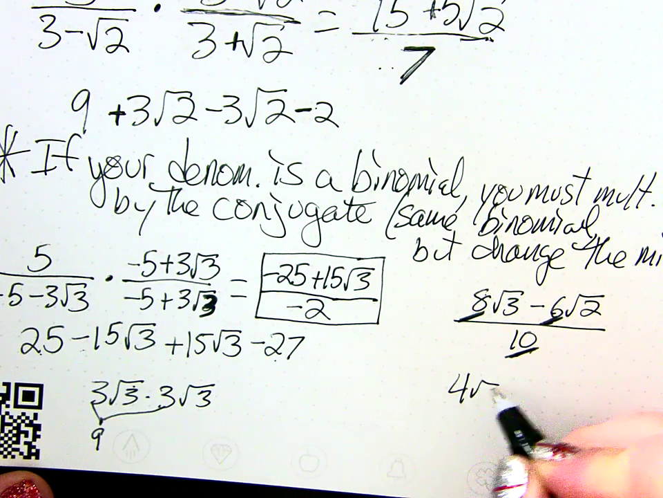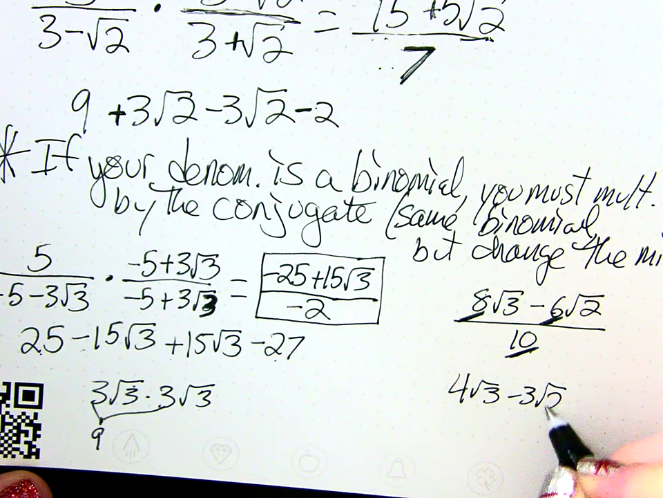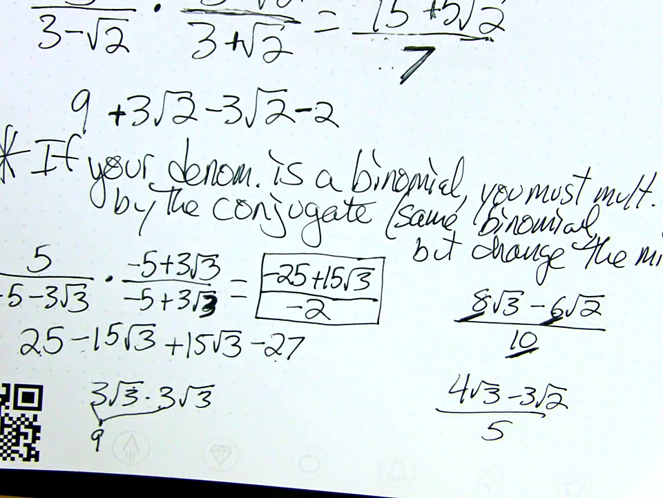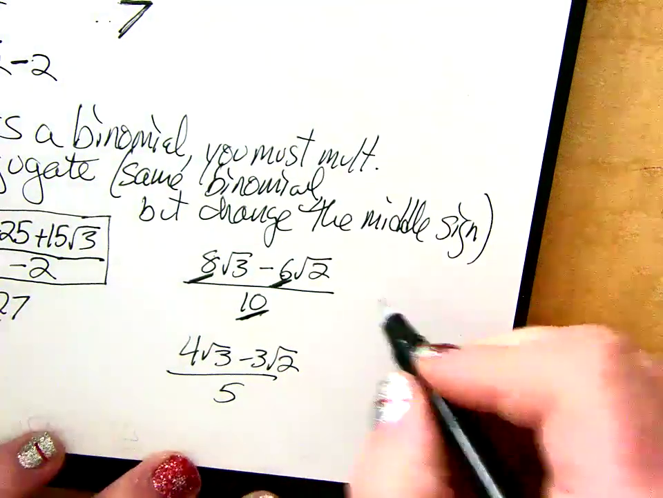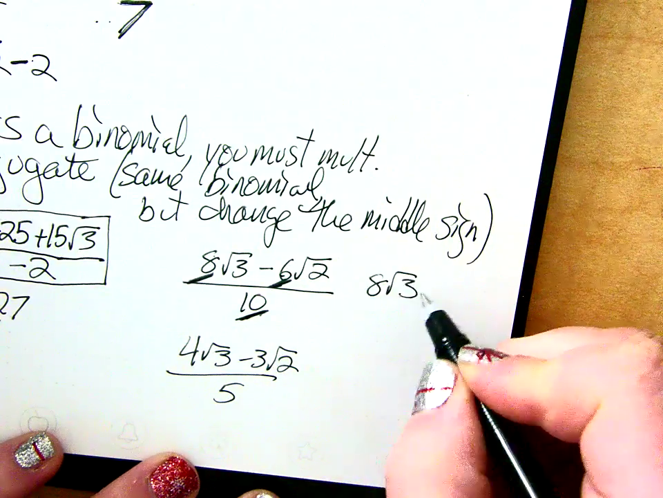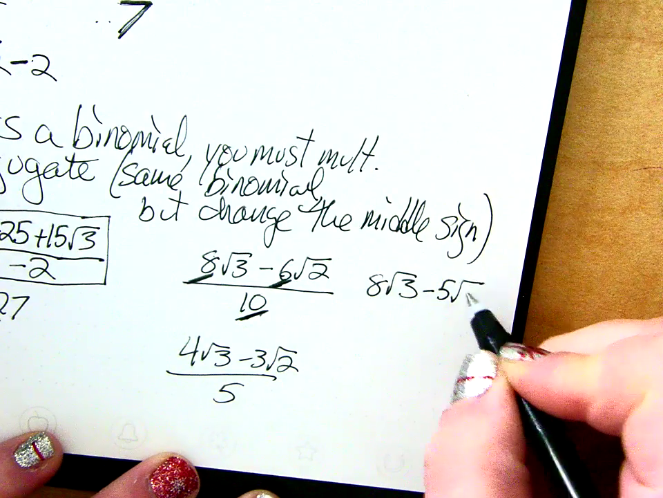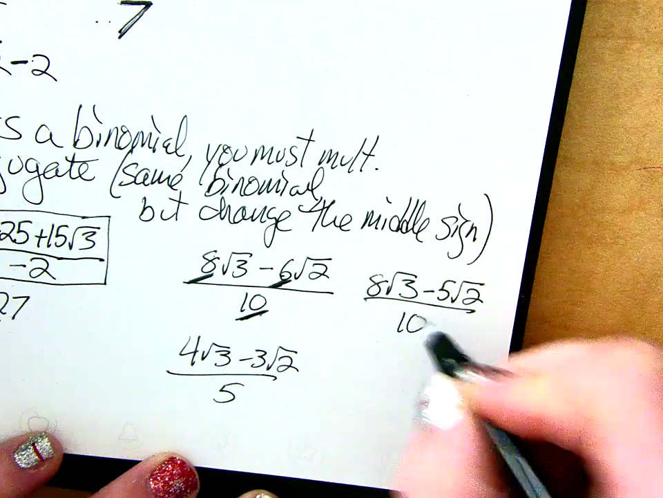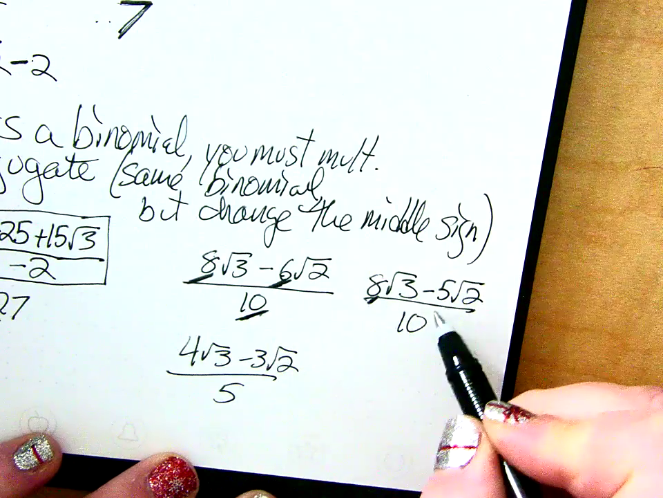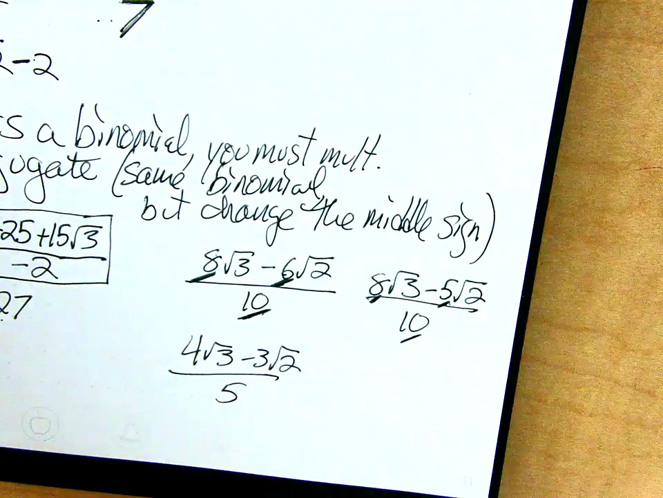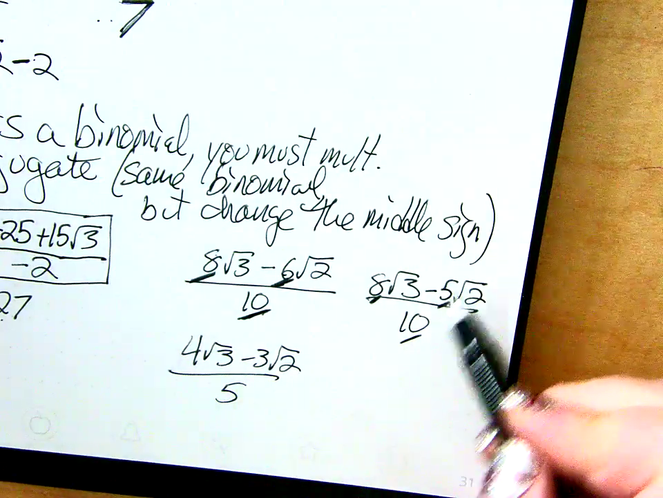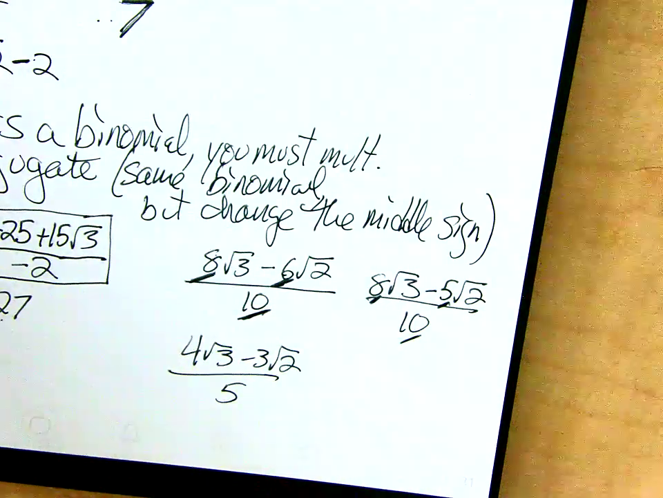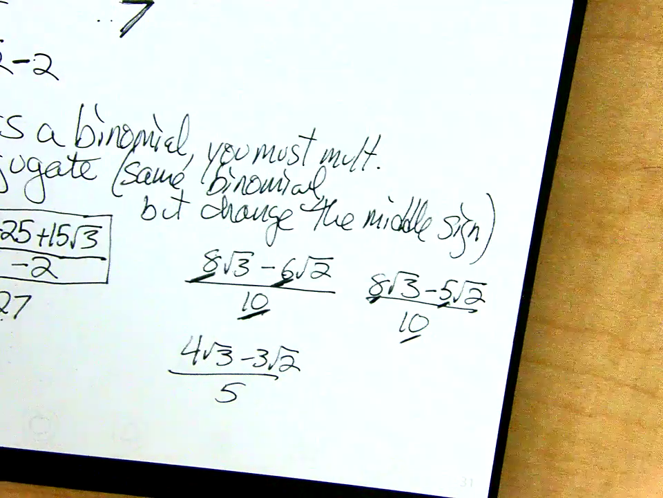So it'd get me 4 root 3 minus 3 root 2 all over 5. What you can't do is, if you had an answer like 8 root 3 minus 5 root 2 all over 10, all three of these don't have a common factor. You can't just do the 8 and the 10 with each other, or the 5 and the 10 with each other. It's got to be all of them together or none of them.